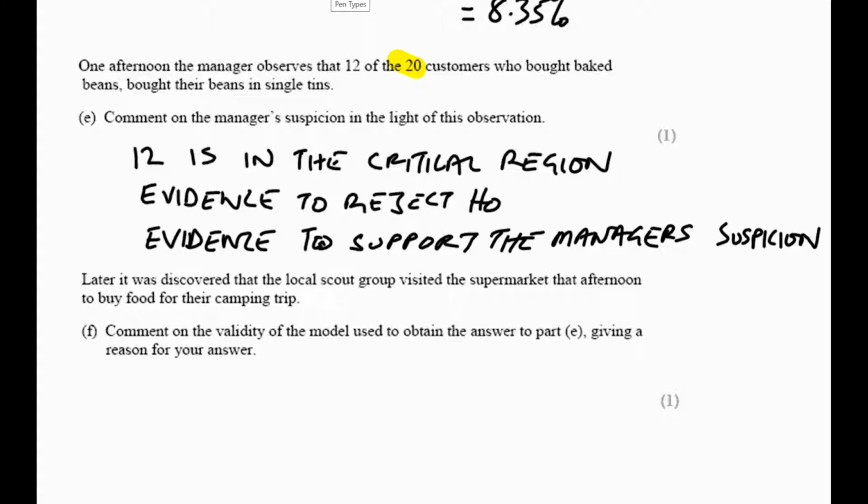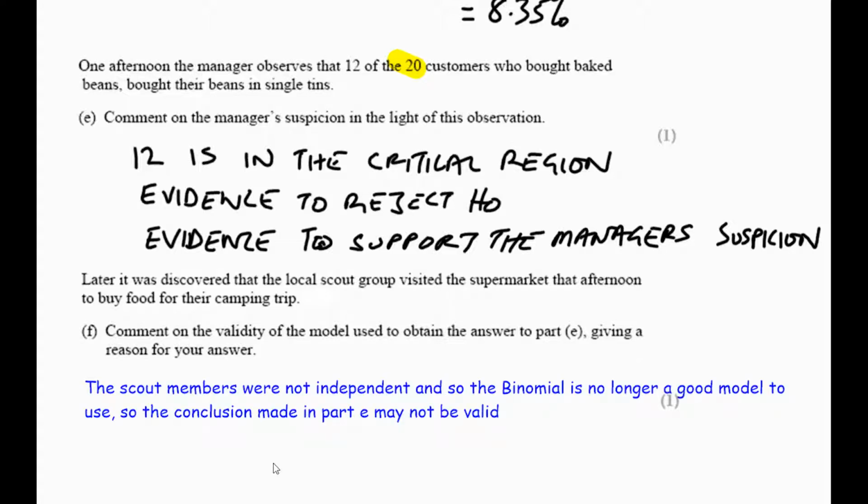Well, there are some conditions for the binomial. Firstly, there should be a fixed number of trials, a constant probability, and the trials have to be independent. And these customers, these scout members, were not independent of each other as they came into the shop. They all came in to buy the same thing. If one of them bought beans, they were all buying beans. Because of that, the binomial is no longer a good model to use, and the conclusion that we made earlier may not be valid. Lots of those observed customers could have been scout members, and that makes the binomial no longer a valid model.